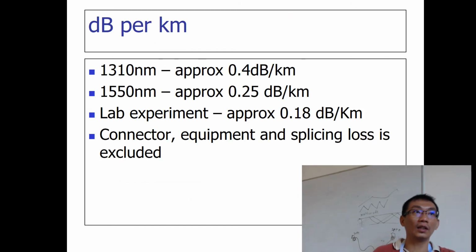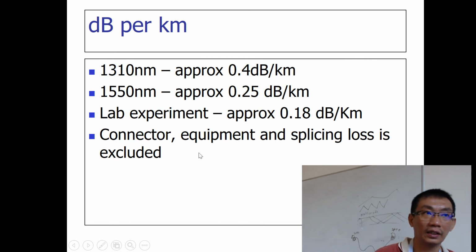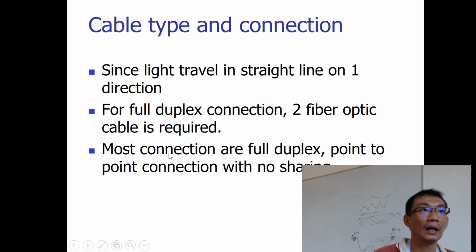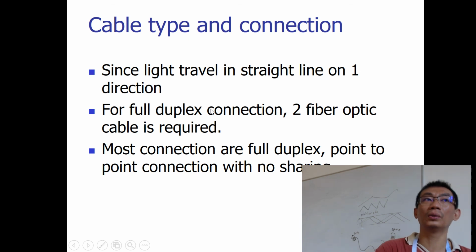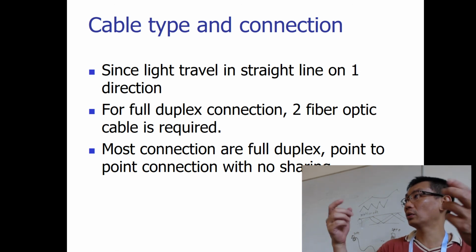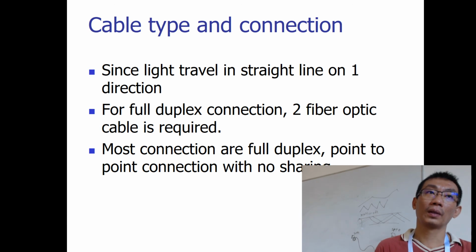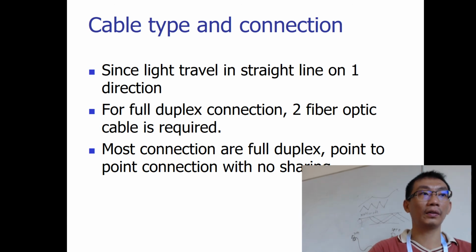So this is the loss you're talking about. For 1310 nanometer, you're talking about 0.4 dB per kilometer. For 1550 nanometer, approximately 0.5 dB per kilometer. In the lab, you can have 0.18. This is the loss in the fiber. You need two fiber optics: if you want a connection to the port, normally you have two fibers, a pair of fiber.